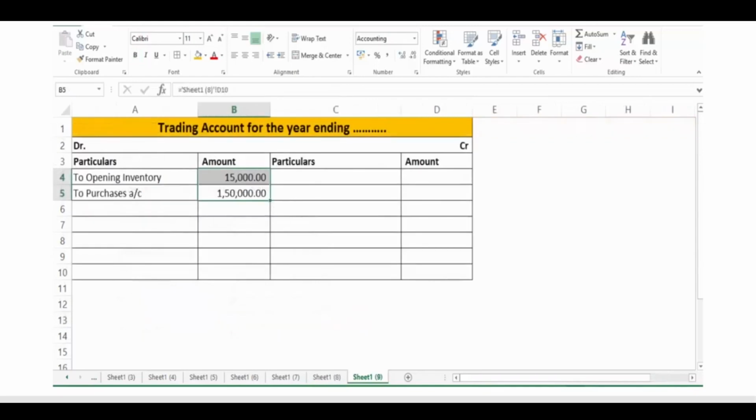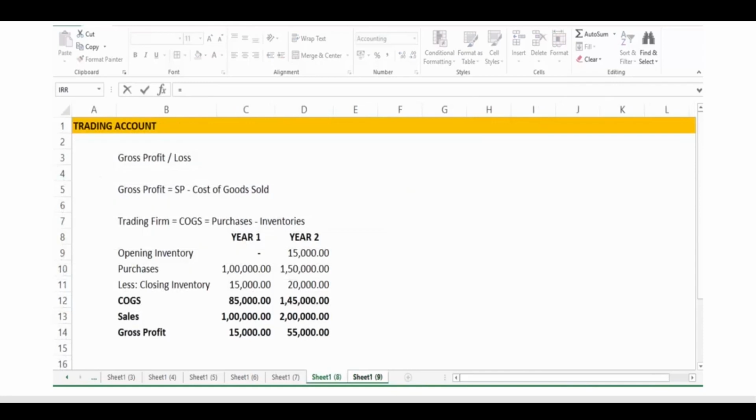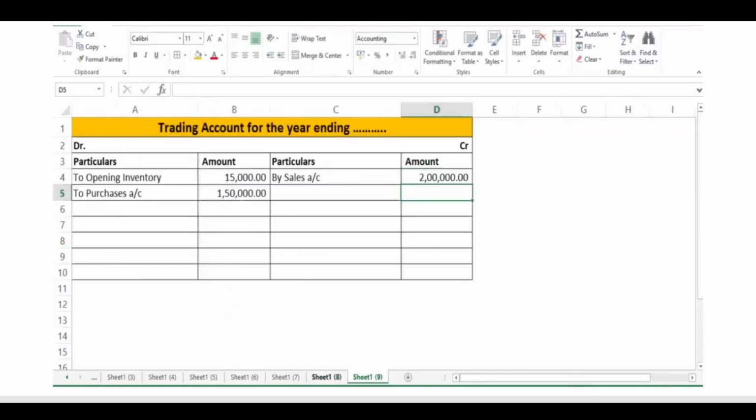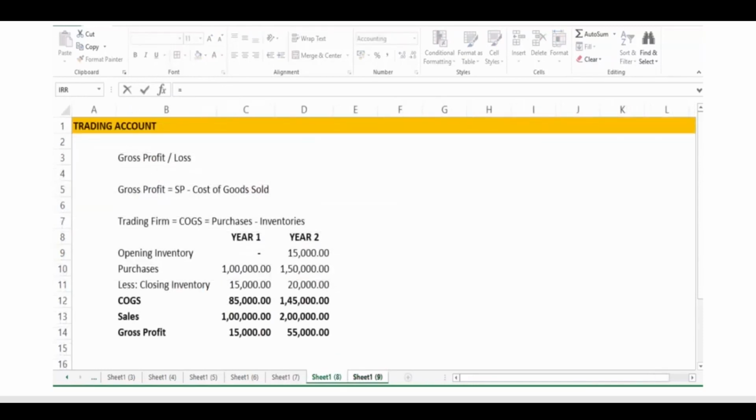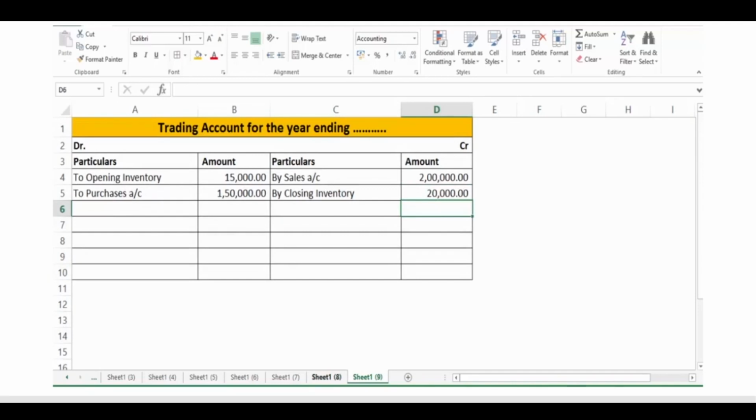So on the credit side, let me write by sales. Okay, I'll say by sales account. The amount is, we have 2 lakhs. Then there is unsold goods, so we call them closing inventory, and the amount is 20,000. So now it will be easy for us to find out the gross profit.